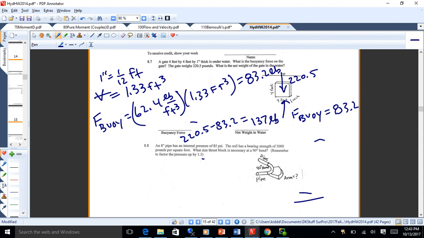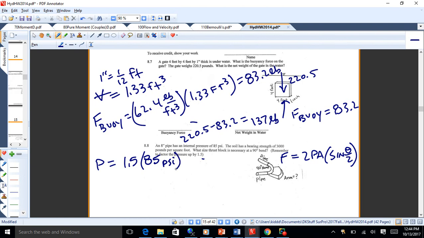Okay, this next one here, we just have that formula that F is 2PA sine of theta over 2. So what you want is the pressure to be taken as 1.5 times the 85 psi, because you want to be safe in your design. When you have water hammer and things, the pressure will go up above that internal pressure by 1.5 times.